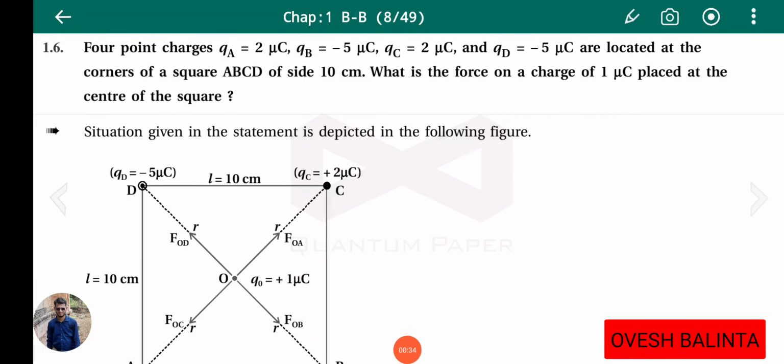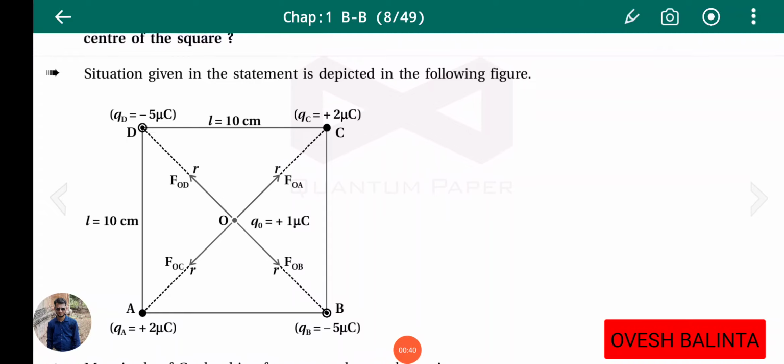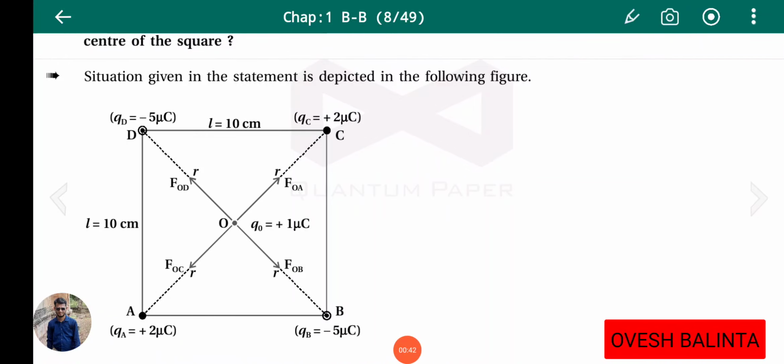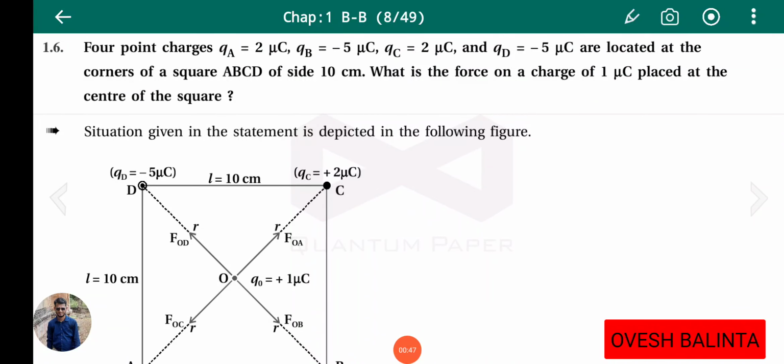So see, the four point charges QA, QB, QC, QD are located at the corner of a square. So see here, what will be there? QA, QB, QC, and QD. Is that clear in your mind? So see here, what will happen? There is QA, QB, QC.